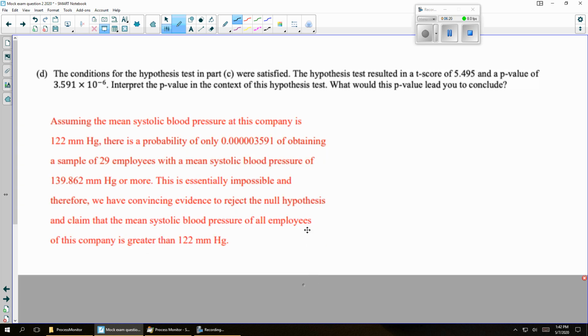Let's see what this says. Assuming the mean really is 122, the probability of getting 29 employees who had 139 or more is basically impossible, really unlikely. So we have convincing evidence, or statistically significant evidence, that I should reject H0 and decide the mean is greater.